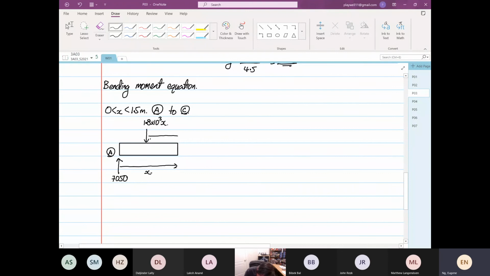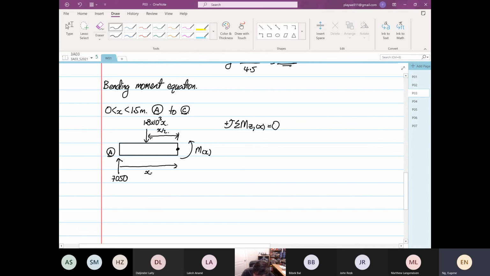And the distance from here to here is x over 2. As I said, we are only interested in the moment at point x. So this is where we're going to take our moment. Okay, so from here, we know that we're going to take the summation of moments in the z direction at point x equal to 0, right?